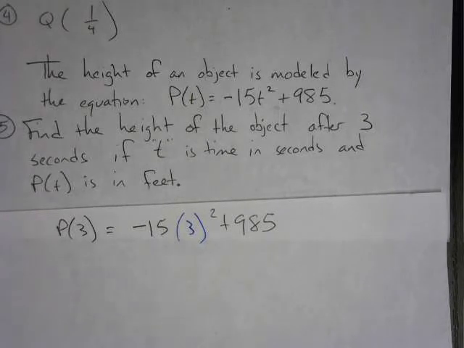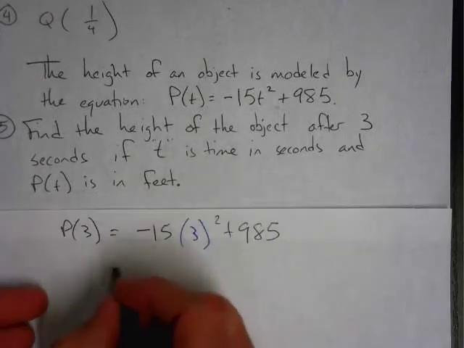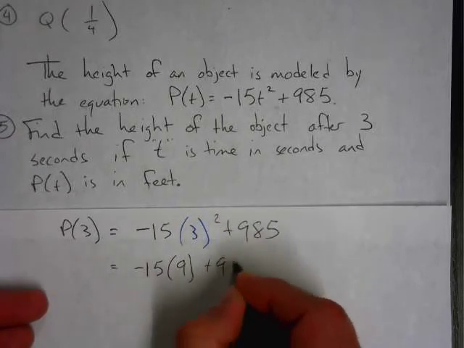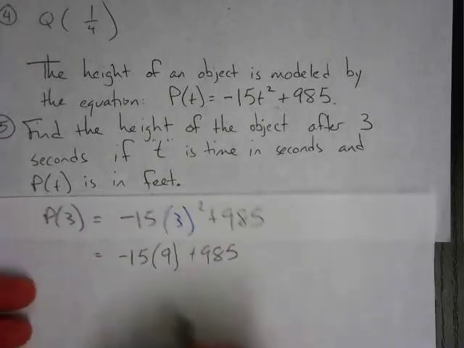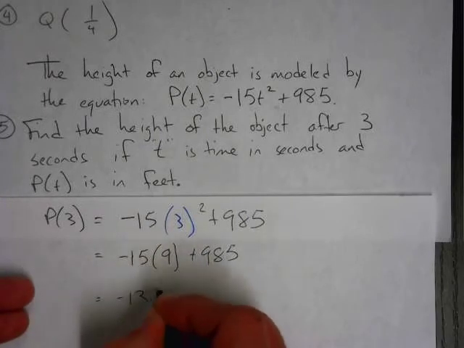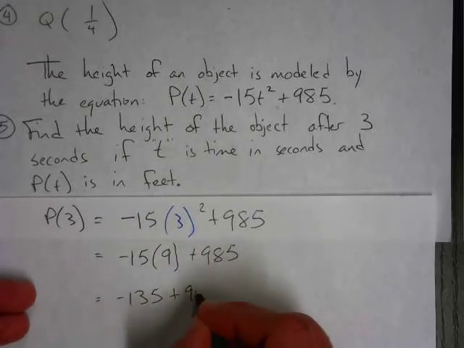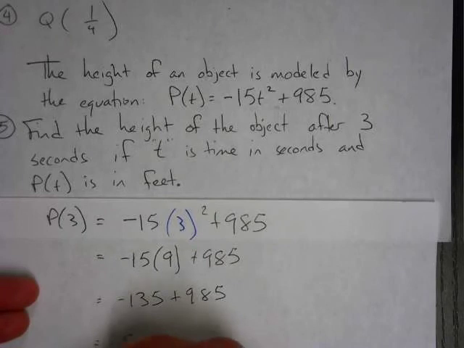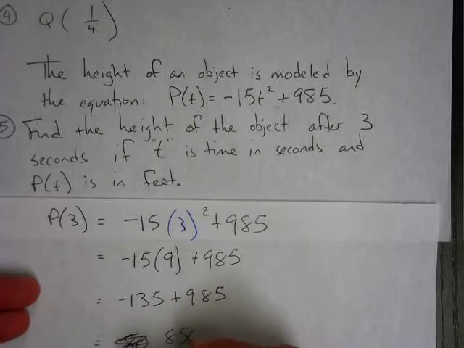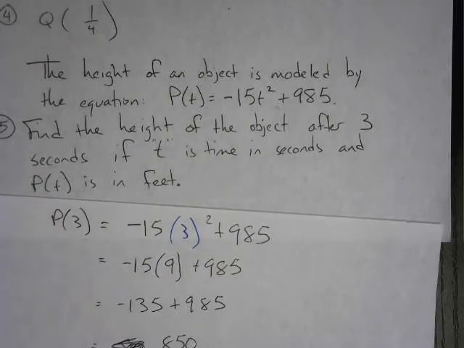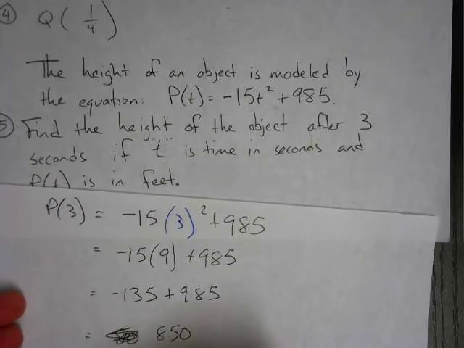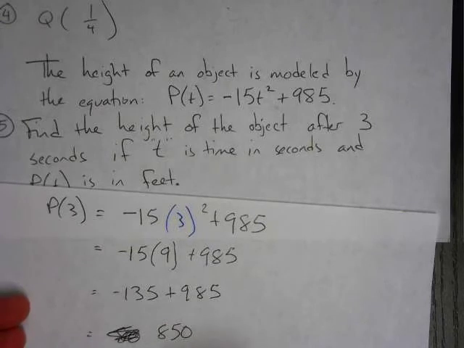And that's where the handy-dandy calculator comes in. And so we can start doing order of operations. So negative 15 times 9, because 3 squared is 9, plus 985. All right? So negative 15 times 9 is negative 135. So negative 135 plus 985, what would we get? That's 850. So we would end up with 850 feet. So when the time is 3, the height is 850 feet.